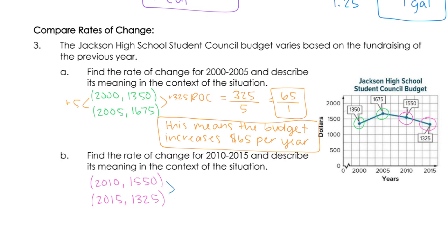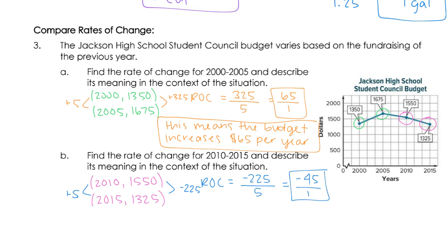Rate of change is always change in Y. So we have ROC here for rate of change. This is a decrease, so negative 225. And this over here, 2010 to 2015 would be adding 5. So then I would have negative 225 over 5, which simplifies to negative 45 over 1. That would be my rate of change.